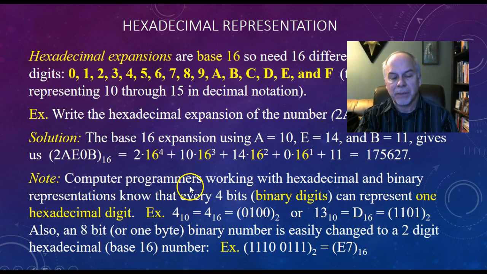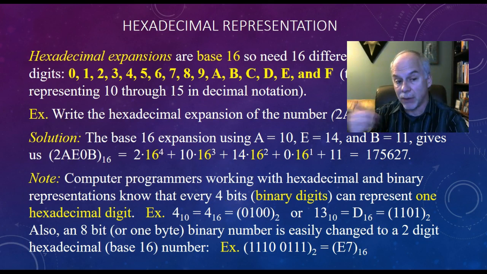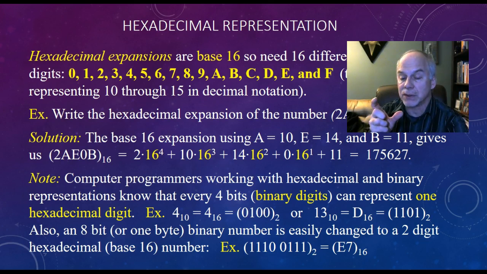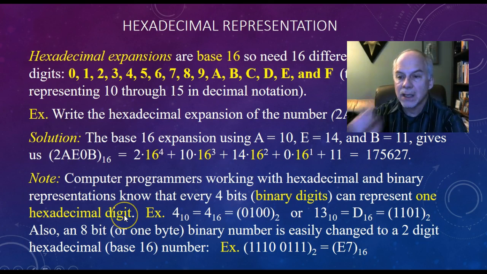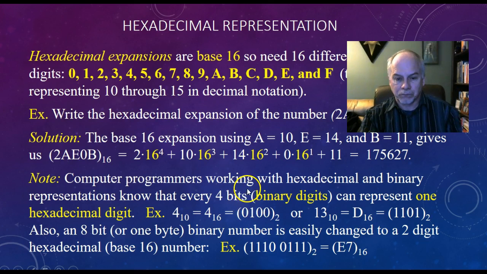Okay. Now, computer programmers working with hexadecimal and binary representations know that every 4 bits, or binary digits, every 4 ones and zeros in binary representations, can represent 1 hexadecimal digit. Okay. Do you realize that? For every hexadecimal digit, it equals 4 ones and zeros. Okay?